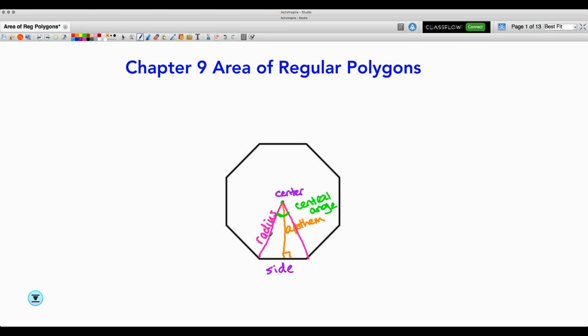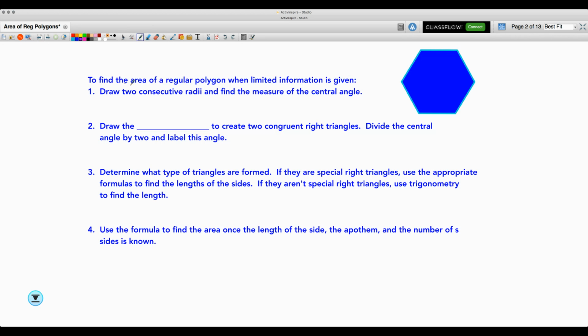So if I drew in all 8 radii, since this is an octagon, and since it's regular, wouldn't all 8 of those radii form 8 congruent triangles? So if I could find the area of, say, this triangle, then I could multiply it by 8, and that would be the area of the whole figure. And that's essentially what you do. So here are the steps.